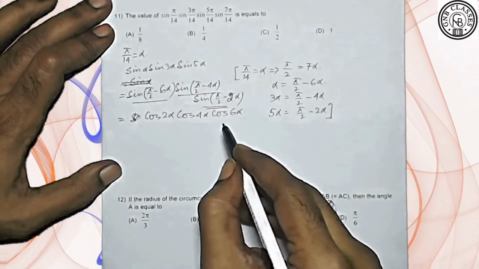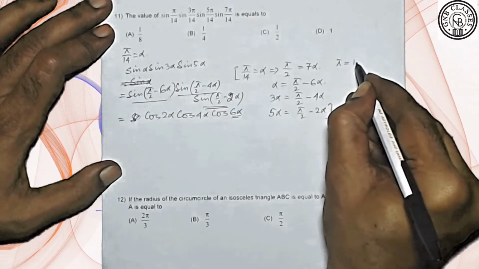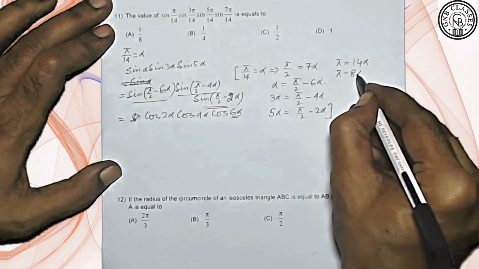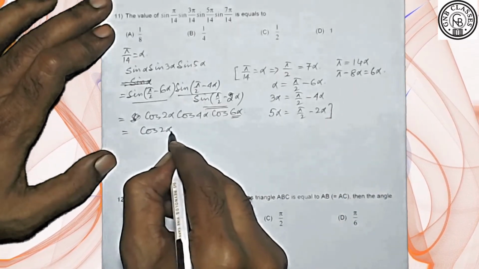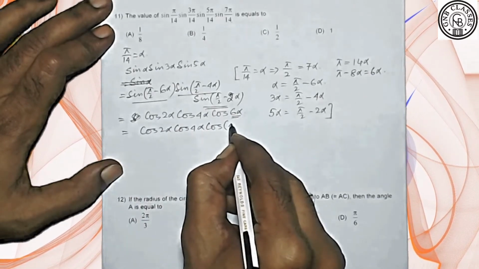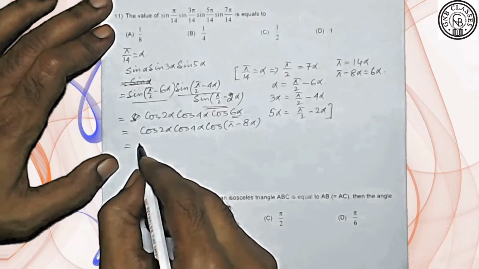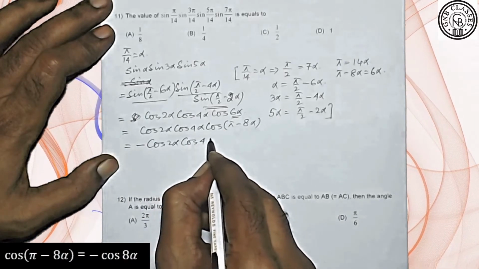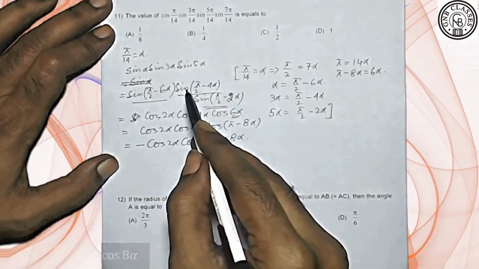Is it clear? 6 alpha can also be written as we know pi is 14 alpha. So pi minus 8 alpha can be written as 6 alpha. So that gives us minus cos 2 alpha, cos 4 alpha, cos 8 alpha. Okay. Now, why we have done this?